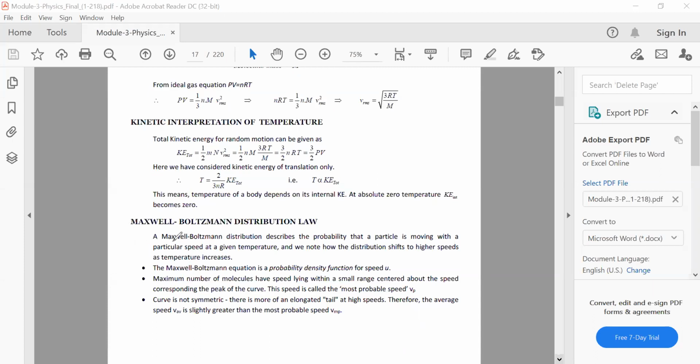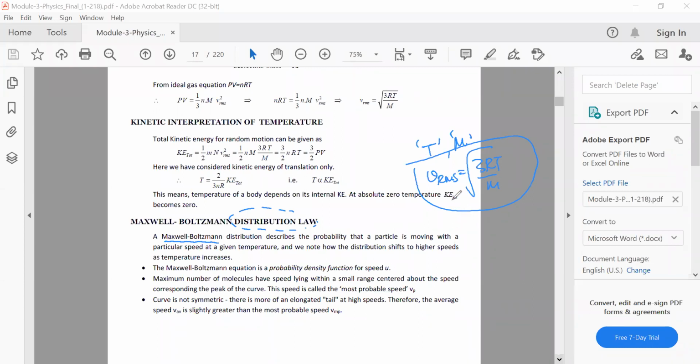Okay. So basically, Maxwell and Boltzmann are the names of the pair of scientists who developed this principle. So the distribution law basically describes the probability for a particle to be moving at a particular speed at a given temperature. So we know that at a given temperature for an ideal gas which has molar mass M, the RMS speed is the square root of 3RT by M. But this is like the mean speed, no? It is the root mean square speed.